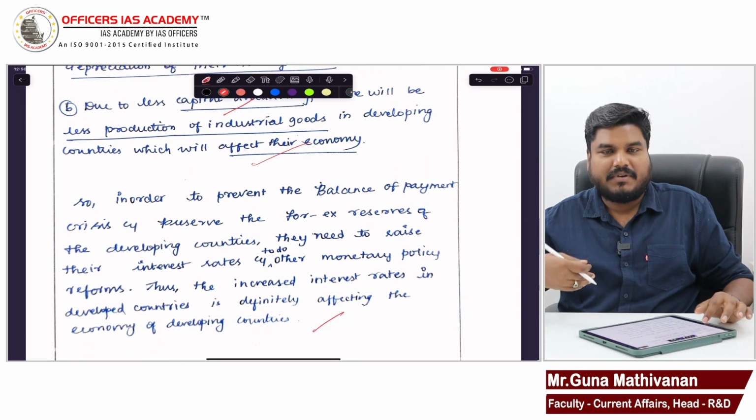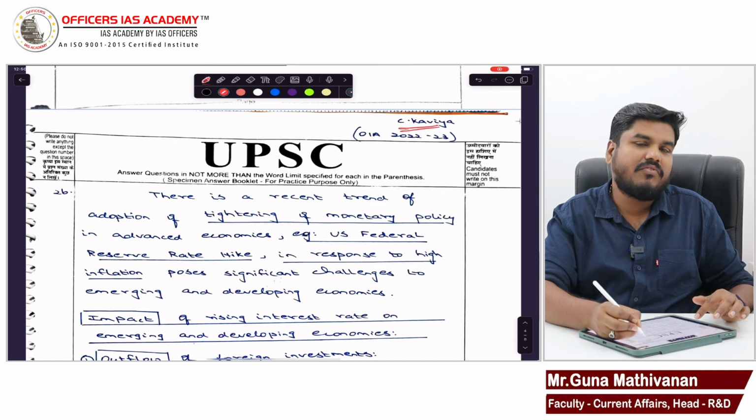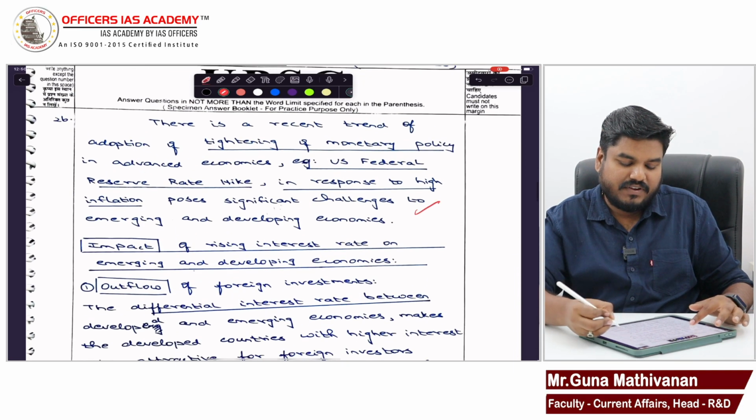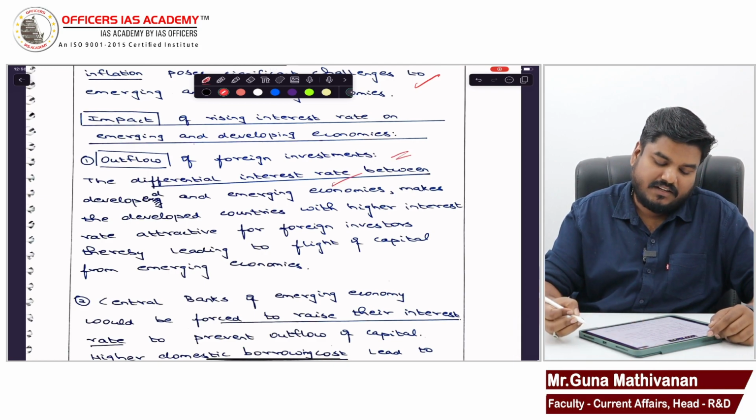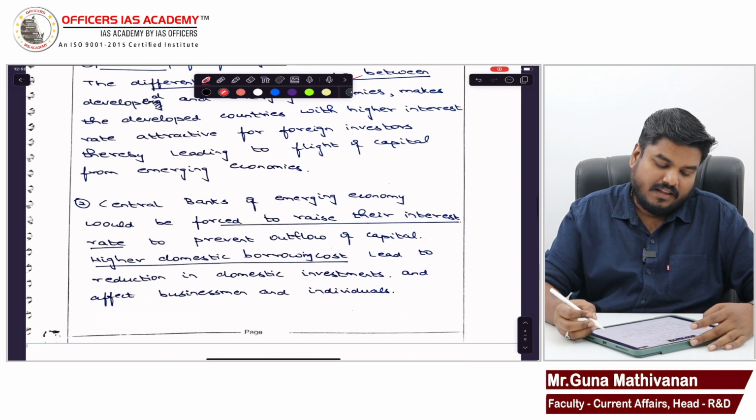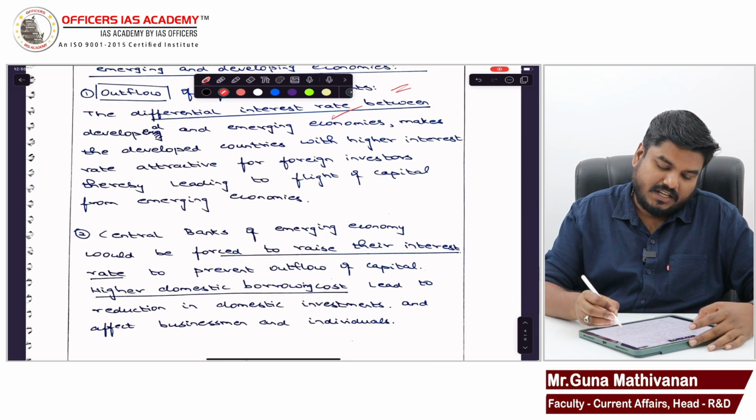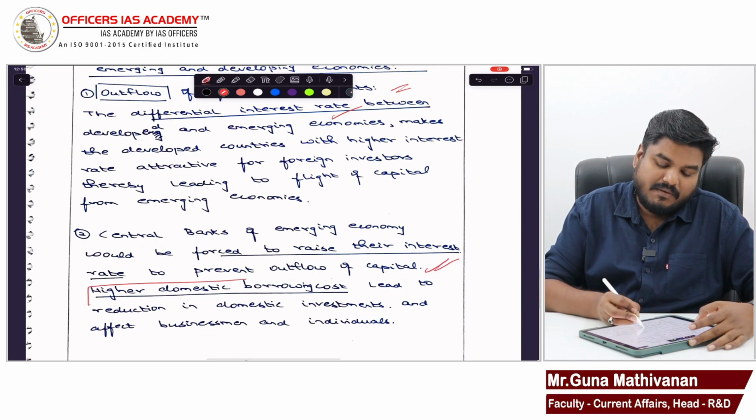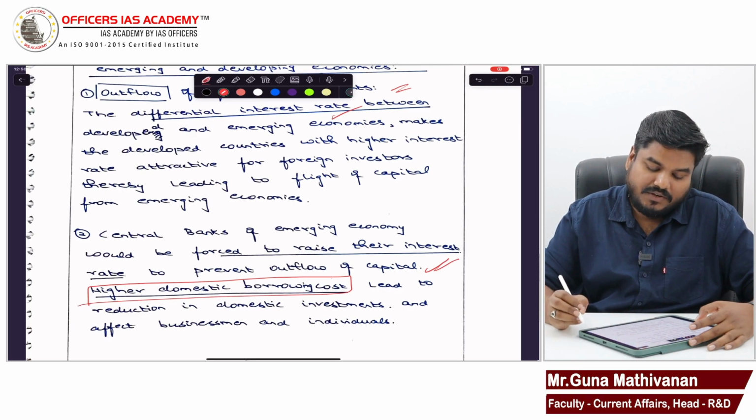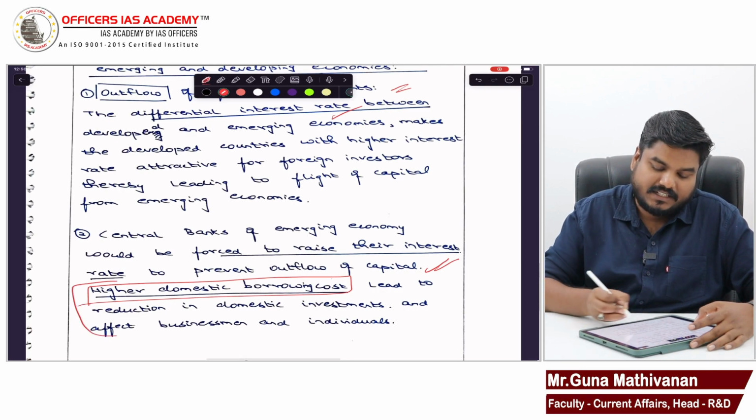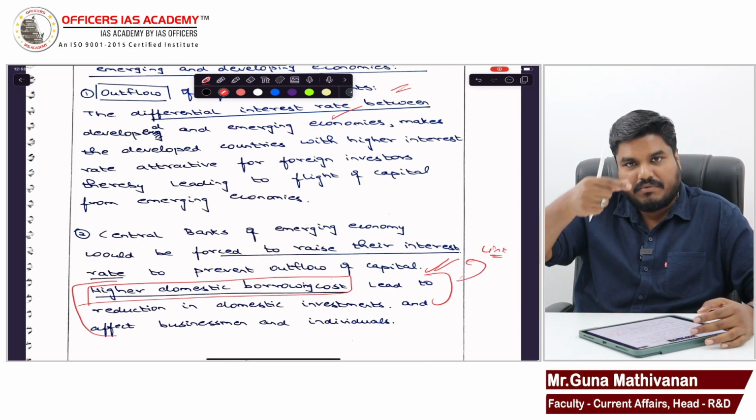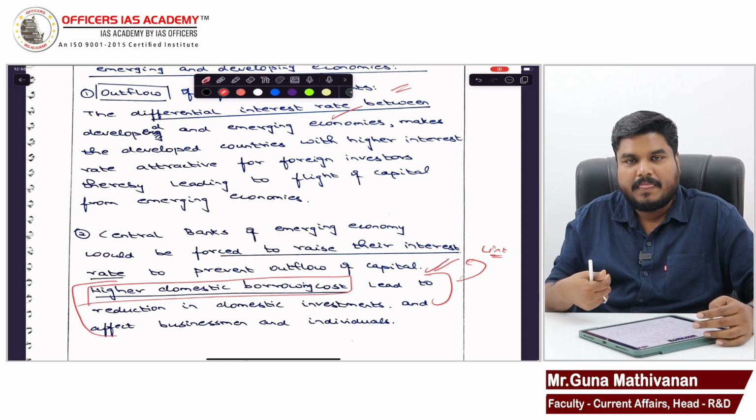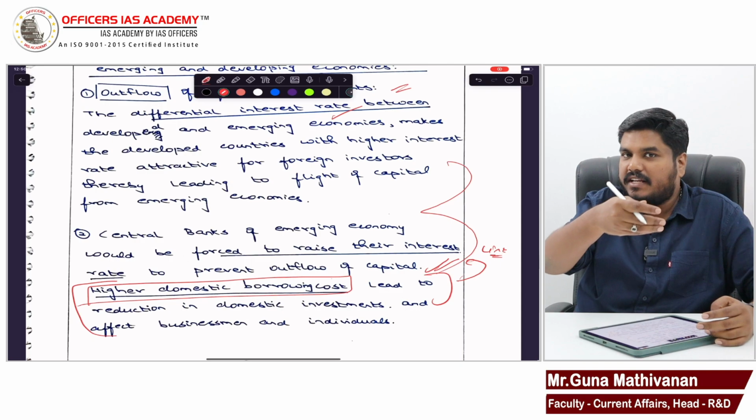Conclusion is fine. But look at the next paper. Kavya, the flow is slightly missing in your answer. Introduction is fine. So you are saying the differential interest rate is going to create outflow of foreign investments. Great. The central bank of the emerging economy would be forced to raise their interest rate to prevent the outflow. That is also fine. Suddenly you are coming up with a point: higher domestic borrowing cost leads to reduction in domestic investments. The point is correct, but try to link it, or make it a separate point and explain how. If there is a flow between each point, reading becomes easier.